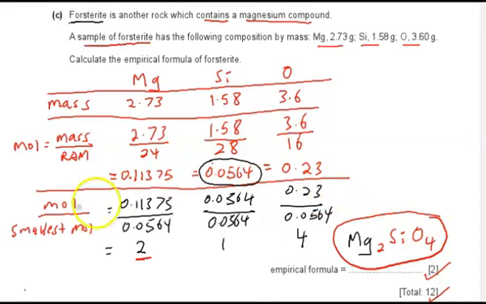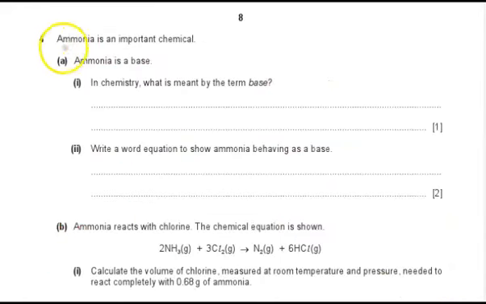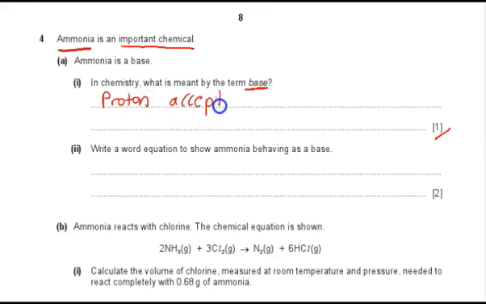Okay, we move on with the next question here. Okay, ammonia is an important chemical. Ammonia is a base. In chemistry, what is meant by the term base? Okay, because it's 1 mark here, we can simply write it is a proton acceptor. Okay, it is a proton acceptor. If you look at acid, it is a proton donor.